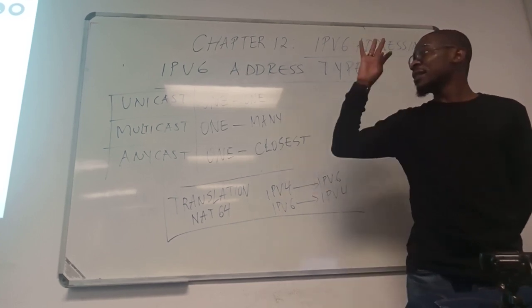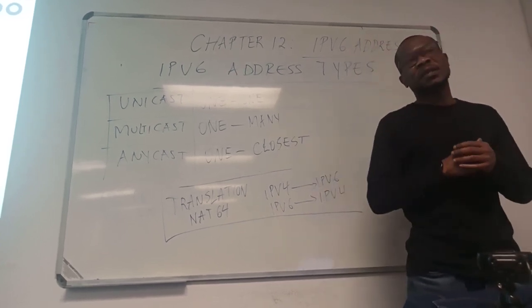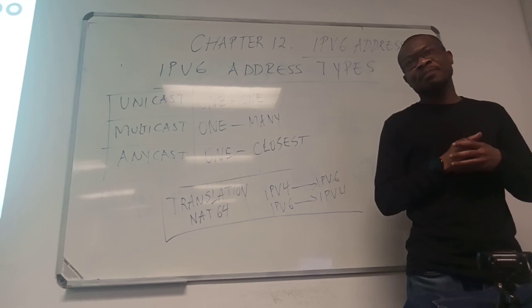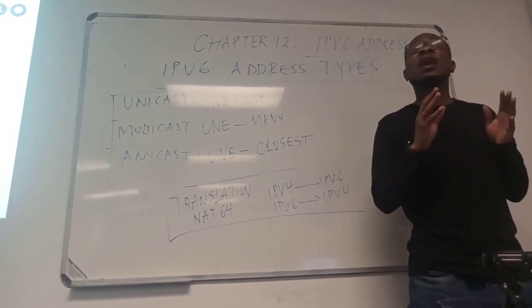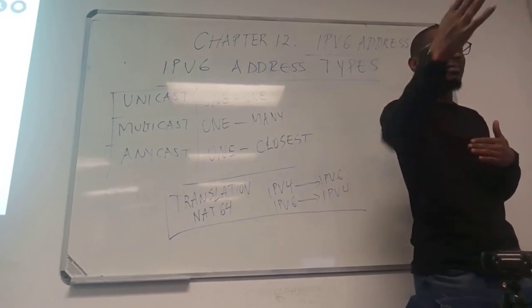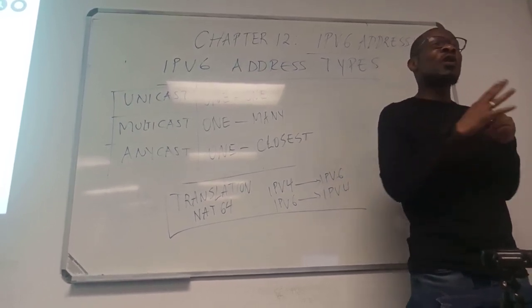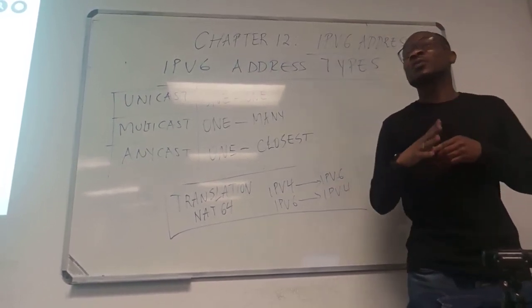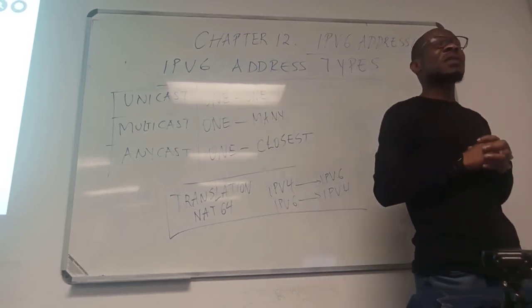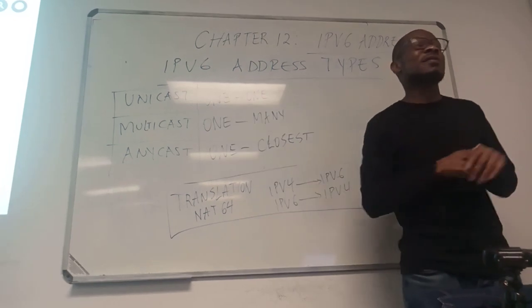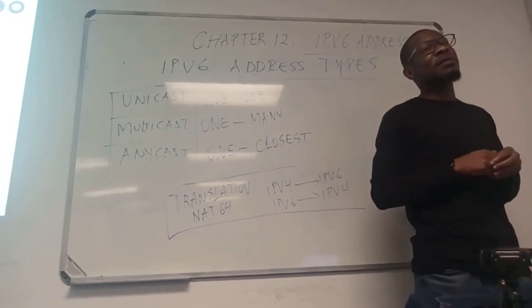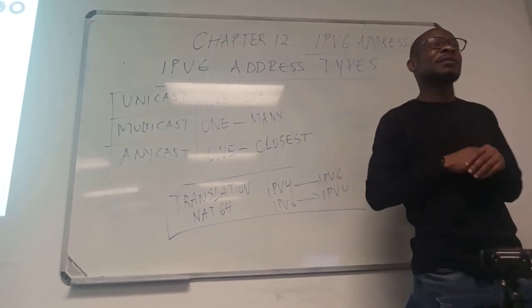So there are three types of IPv6 addresses. The first one is unicast. This is the IP address that will allow you to talk to a single device, right? When you want to talk to many, you can use the multicast. When you want to talk to the closest one, you can use the anycast, right? So, and there are questions that you're going to find, all right?